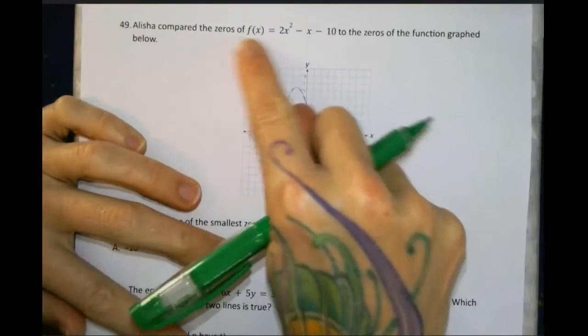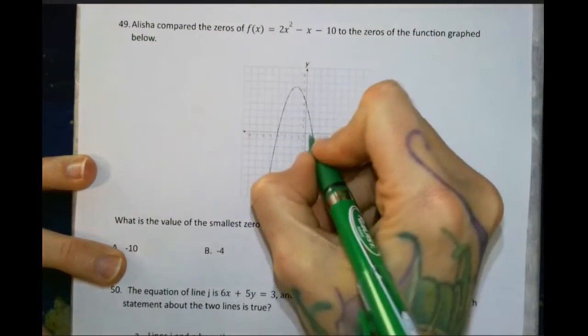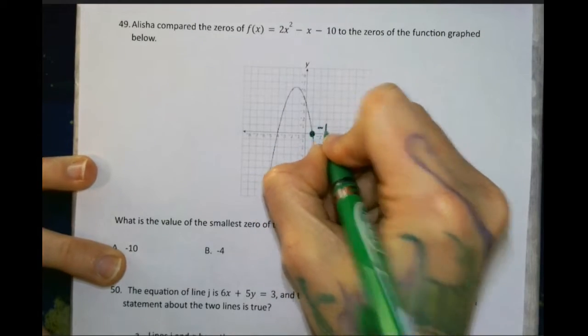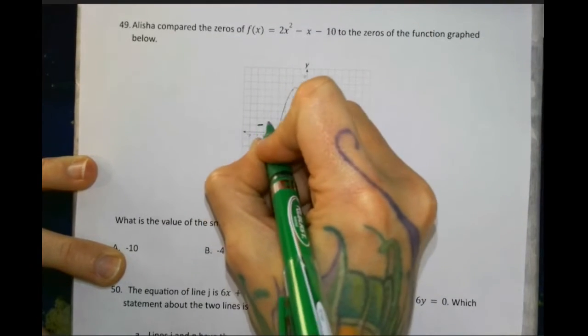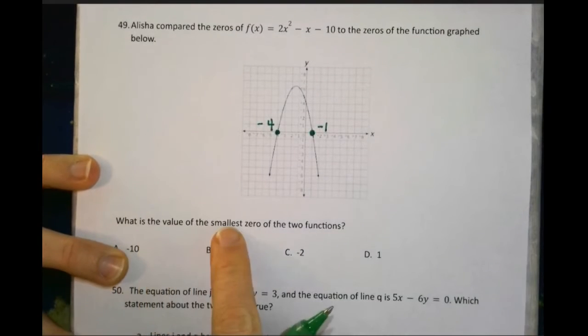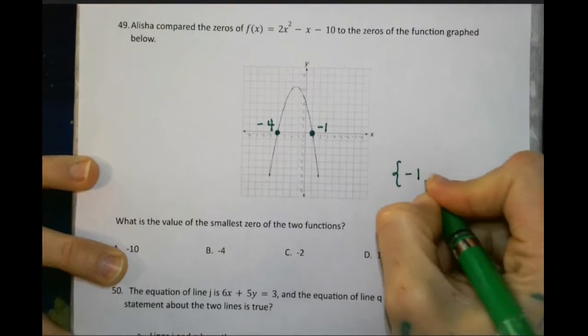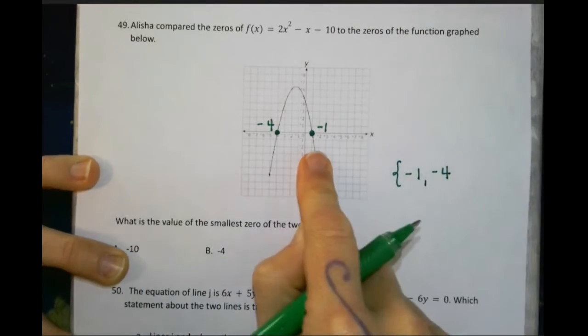All right, we compared the zeros of 2x squared minus x minus 10 to the zeros in the function graph below. Our zeros in the graph below are -1 and -4. What is the value of the smallest zero of the two functions? So we can make a list. I'll say we have a zero of -1, a zero of -4 for the graph one.